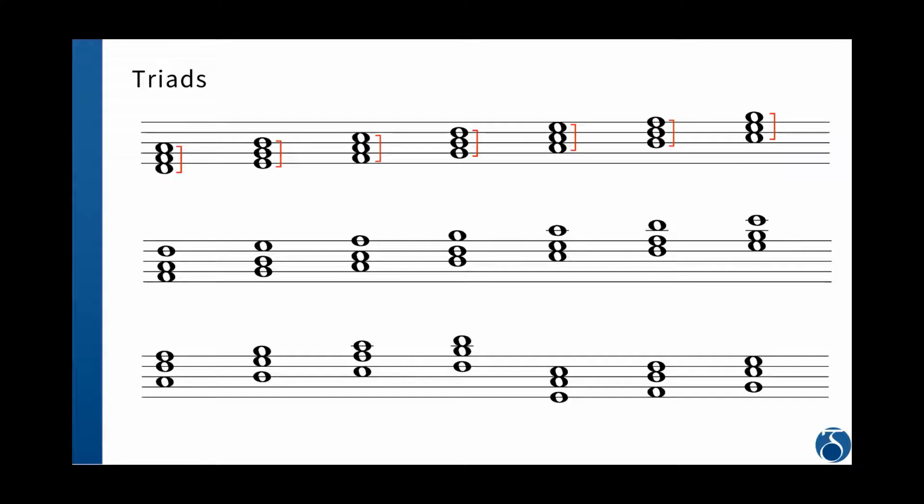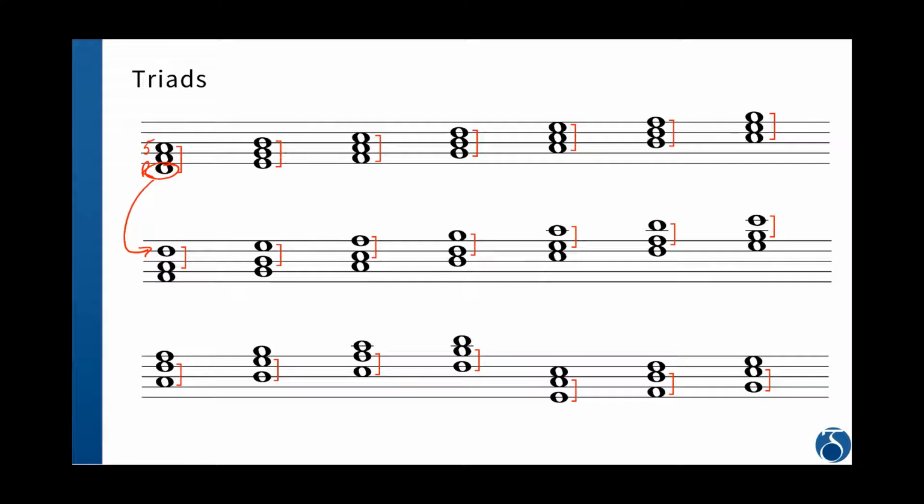All root position triads are going to have a fifth between the root and fifth of the chord. Okay, so I've marked those in red here. And most people have no trouble seeing those. When you invert these triads, you take the note from the bottom and you simply move it up to the top, which leaves you with a series of fourths. Okay, and these fourths are both in the first inversion triads and in the second inversion triads.